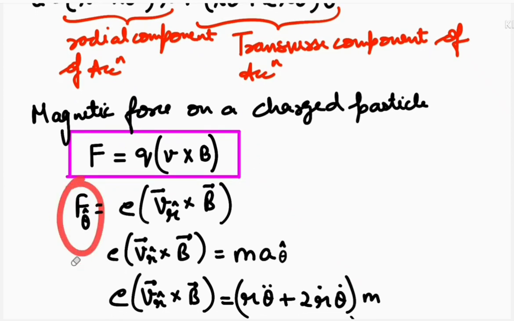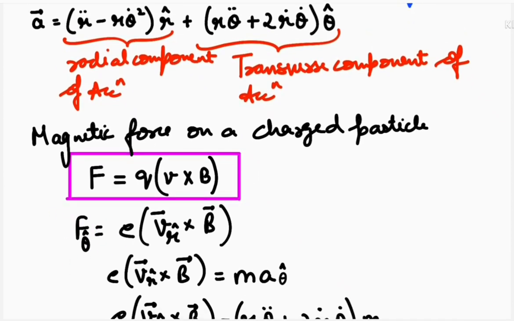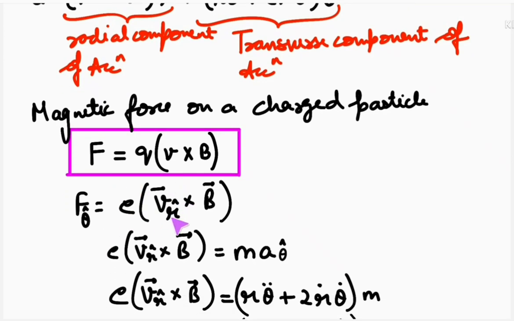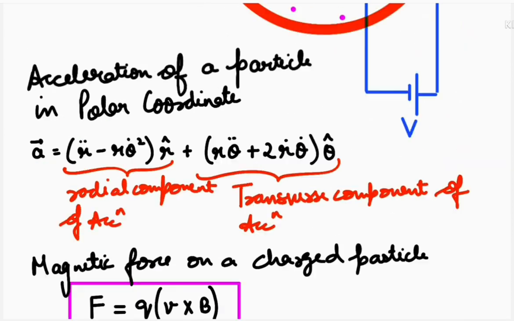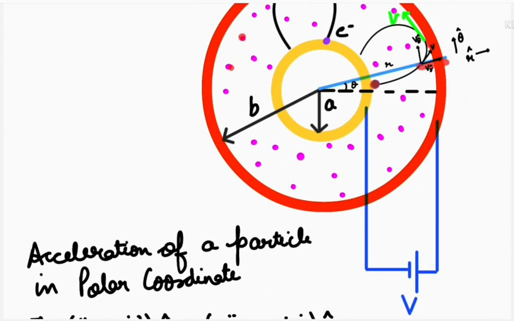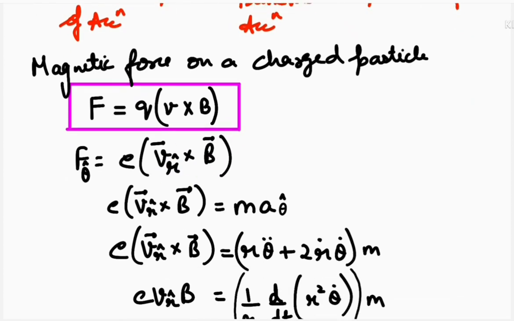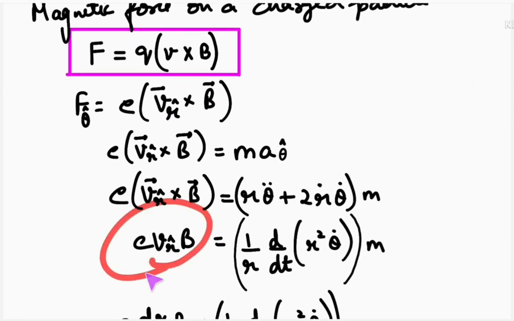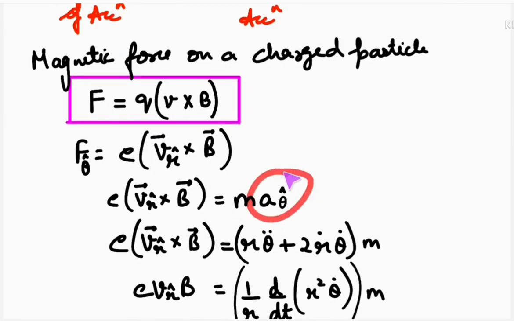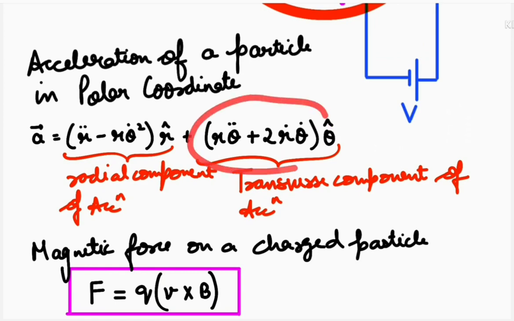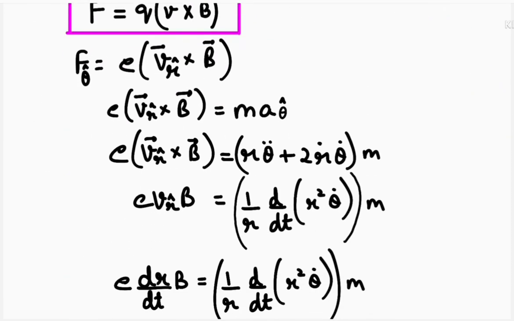So F_theta, the magnetic force in the theta cap direction, will be equal to q, where the charge on the electron is e, times v_r cross B. The angle between the velocity v_r and the magnetic field is 90 degrees, so this will be e v_r B only. Now m times the acceleration in the transverse component, a_theta. What is a_theta? This is the value of a_theta: r theta double dot plus 2 r dot theta dot. So this is the transverse component of acceleration.